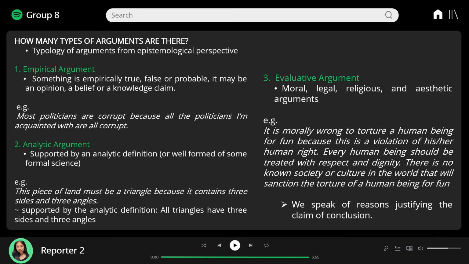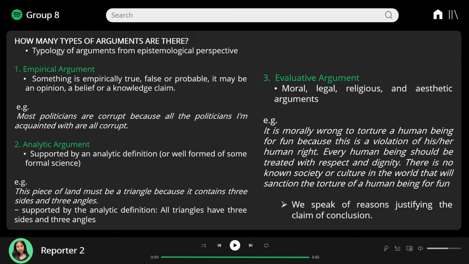Number 2, analytic argument. Supported by an analytic definition or well-formed formula of some formal science. So ito yung parang gumagamit ng argument and nagbe-base ng conclusion based on scientifically or mathematically proven. Example, this piece of land must be a triangle because it contains 3 sides and 3 angles. Supported by the analytic definition, all triangles have 3 sides and 3 angles.